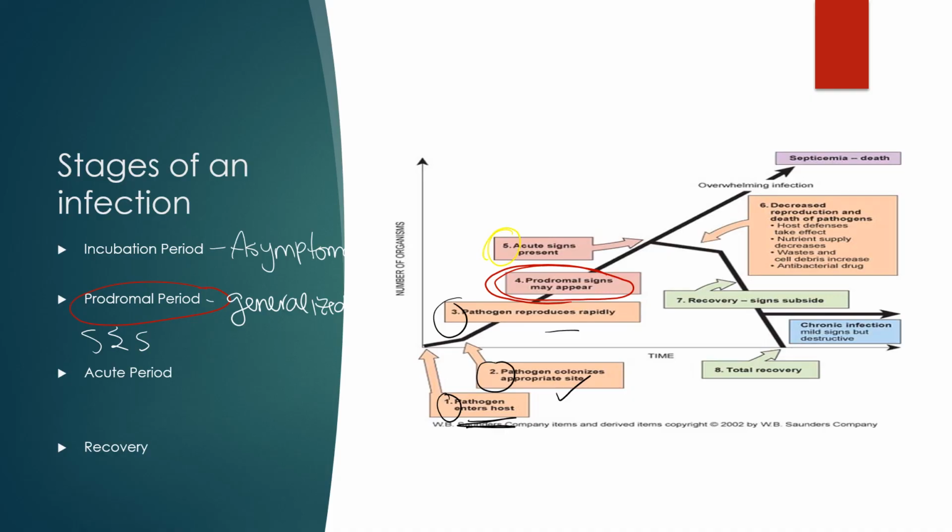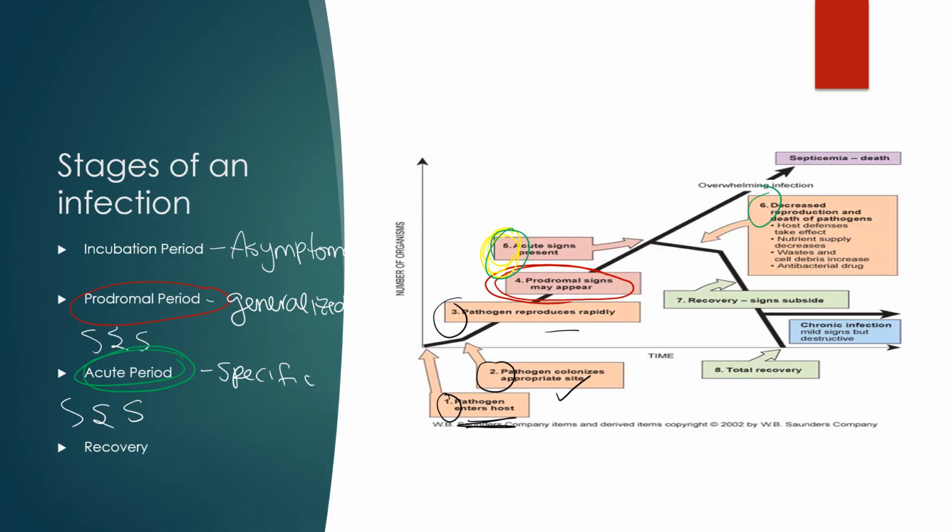And number 5 and number 6 is going to apply to the acute period. So number 5 and 6 applies to the acute period. So in the acute phase, the client is going to have specific signs and symptoms. If it's a urinary tract infection, they're going to have burning and pain in voiding, increased urgency and frequency in urination. If it's a liver issue, might have right upper quadrant abdominal pain.